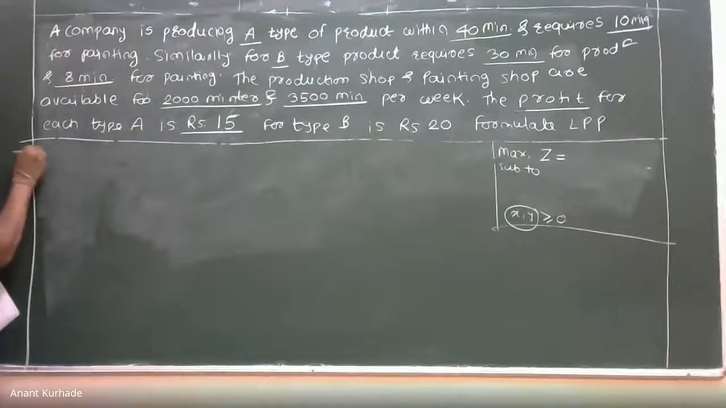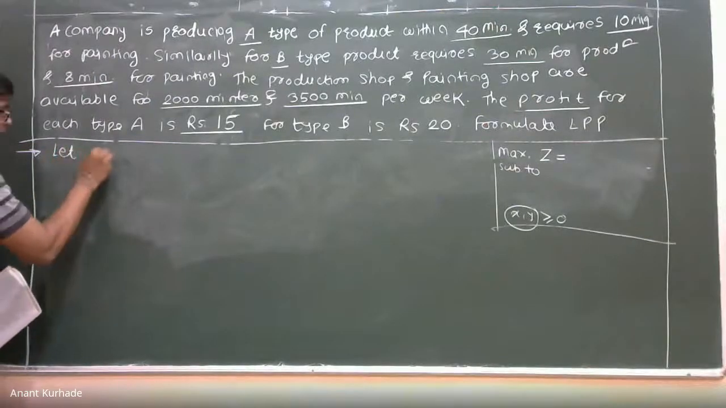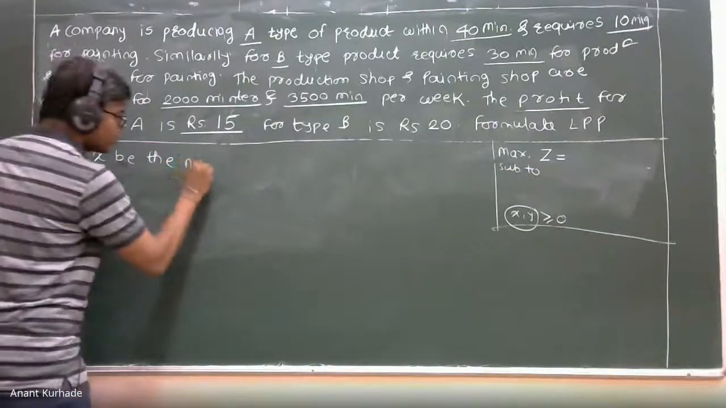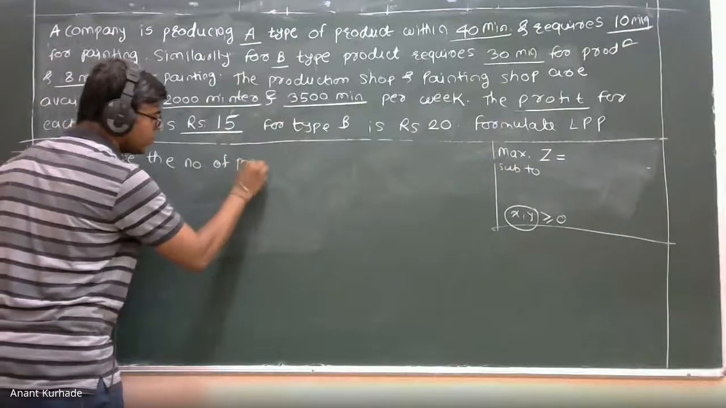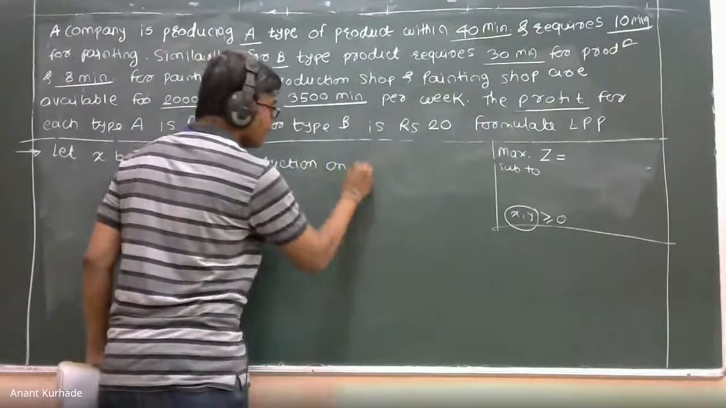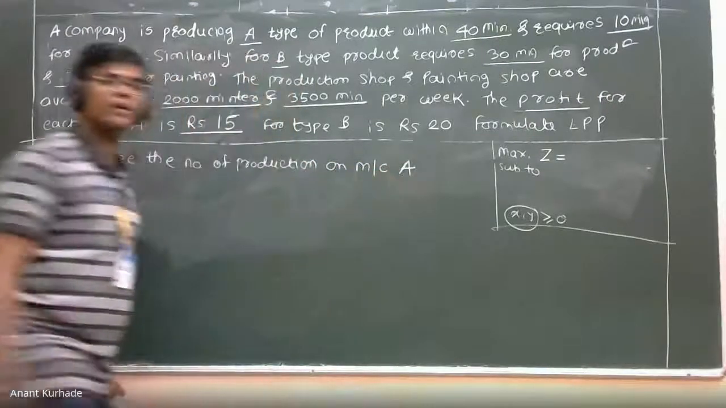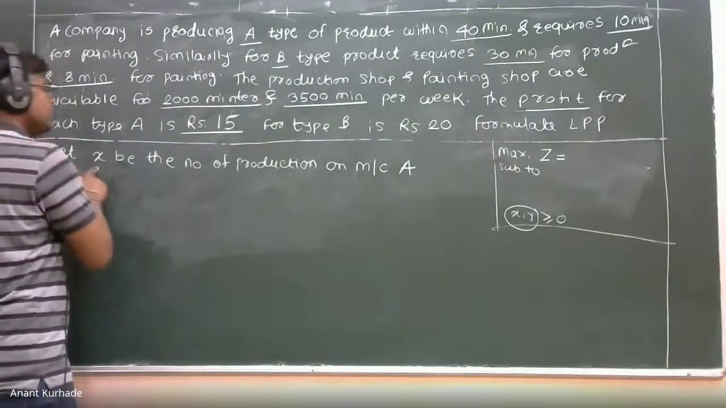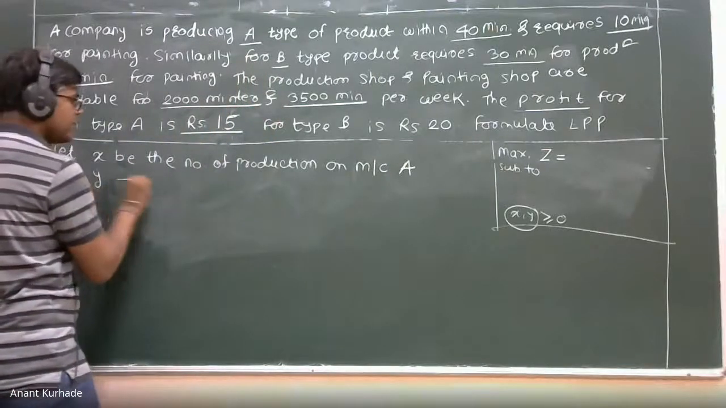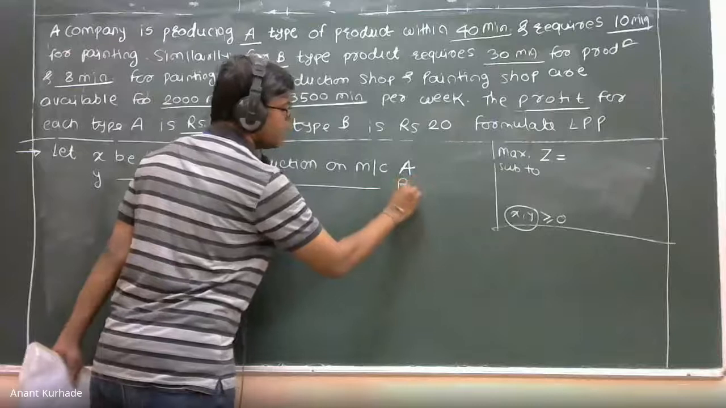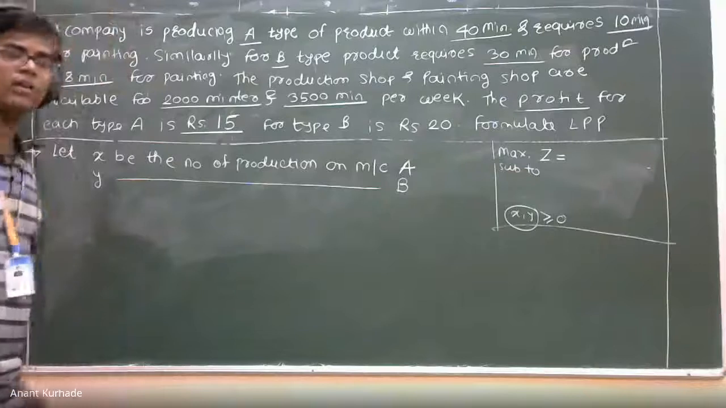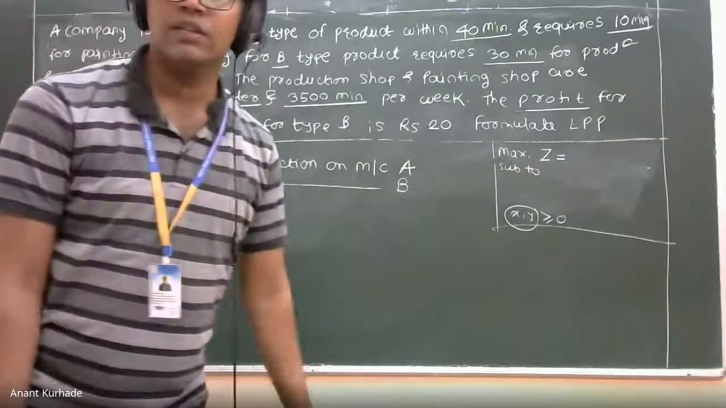Let x be the number of production on machine A. It is the count, it is the number. Similarly, let y be the number of production on machine B. Up to this, do you understand? Hello, are you getting this? Just reply to me, anyone? Yes, Abhishek sir.